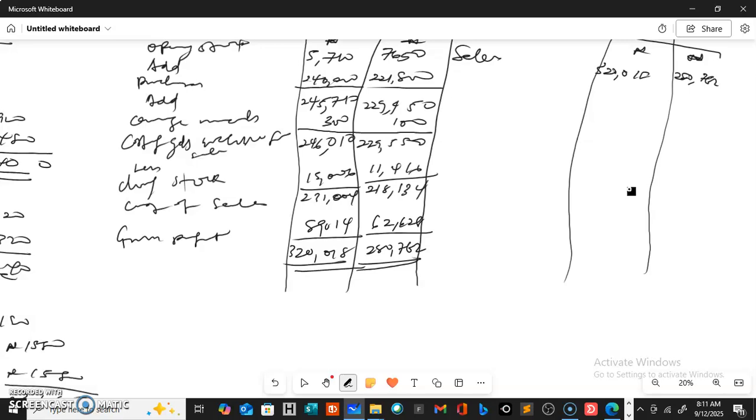Okay, so let's close this too. So 320,018. Close that. 280,762. So let's close that. So let's move on to the next one, which is the profit or loss account.